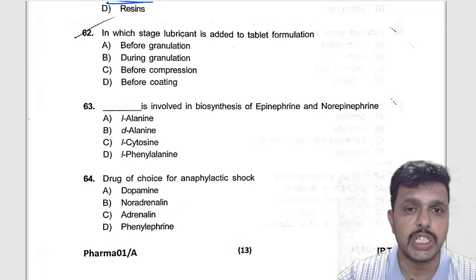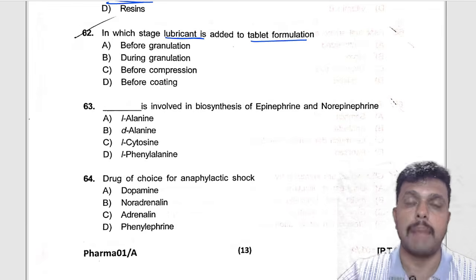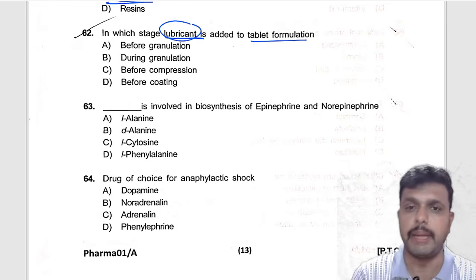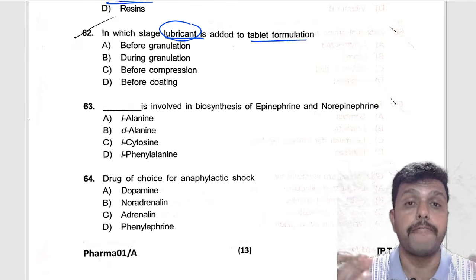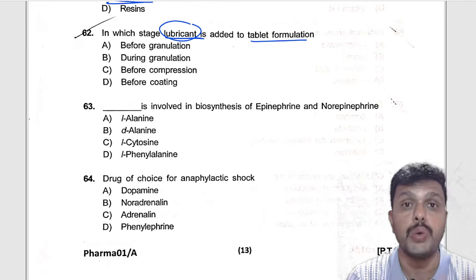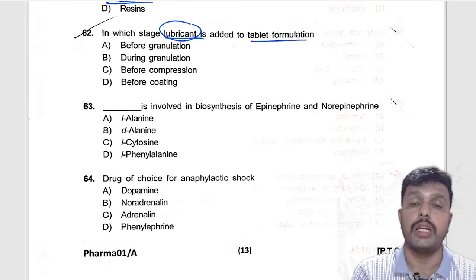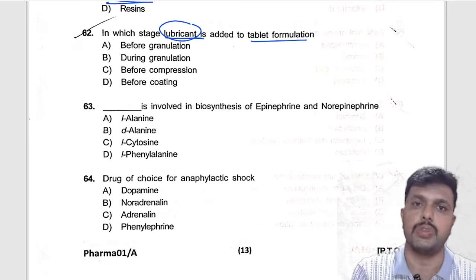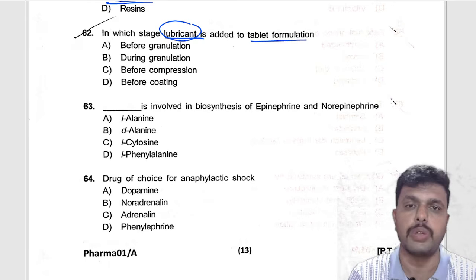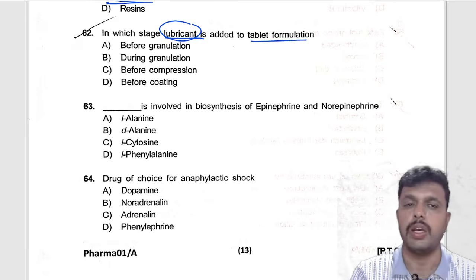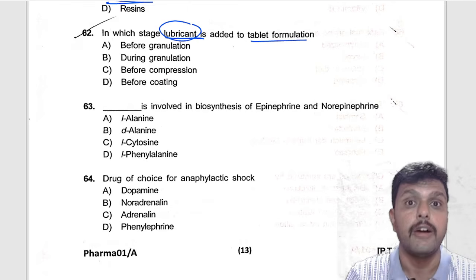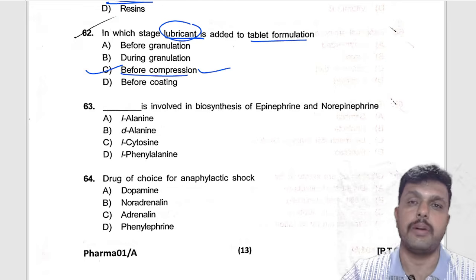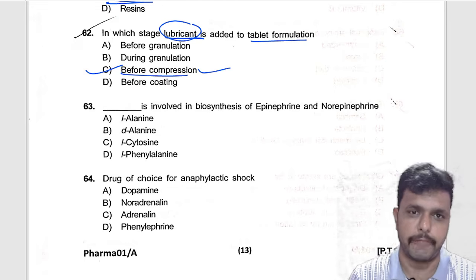Next, in which stage is lubricant added to tablet formulation? What is the main purpose of adding lubricant during tablet manufacture? It prevents friction during tablet compression. So it is added before tablet compression. Before compression we add lubricants, to prevent friction.